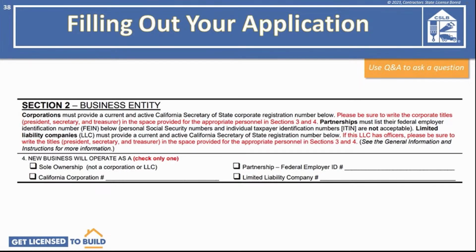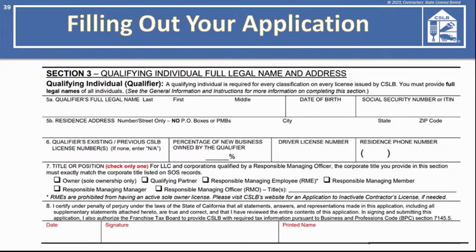Make sure to pay extra attention to the instructions in this section pertaining to the entity for which you're applying. Section 3, Qualifying Individual Full Legal Name and Address. In Section 3, you will list the qualifier's information. Remember, the qualifier is the person that meets the experience requirements and will be responsible for the direct supervision and control of construction operations. The qualifier will be the person taking the exams.